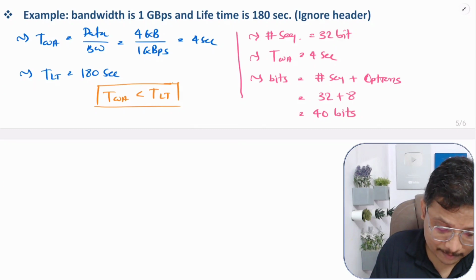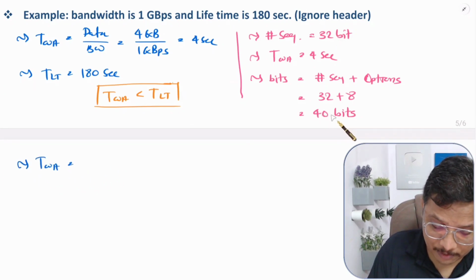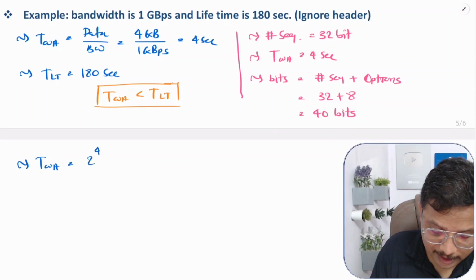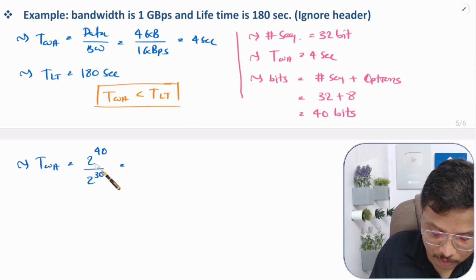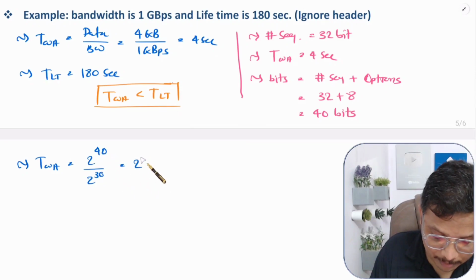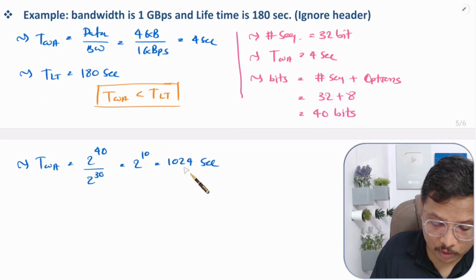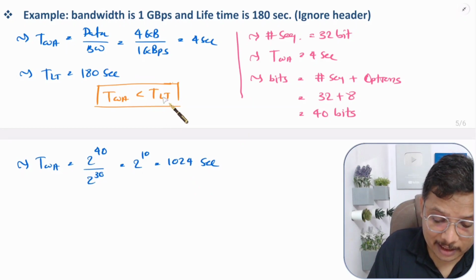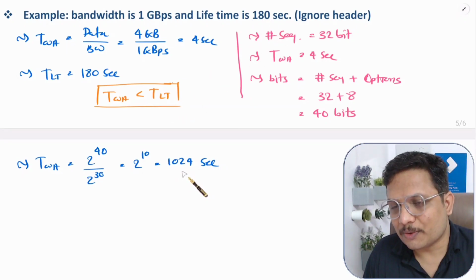Now you see what will happen. Your wrap up time, as per 40 bits, I am writing 2 to the power 40 over here, and bandwidth is 1 Gbps, right? 1 Gbps means 2 to the power 30. So this will be 2 to the power 10, that is 1024 seconds. So now you see wrap up time is 1024 seconds, which is greater than lifetime, and that is how we are resolving this issue, right?